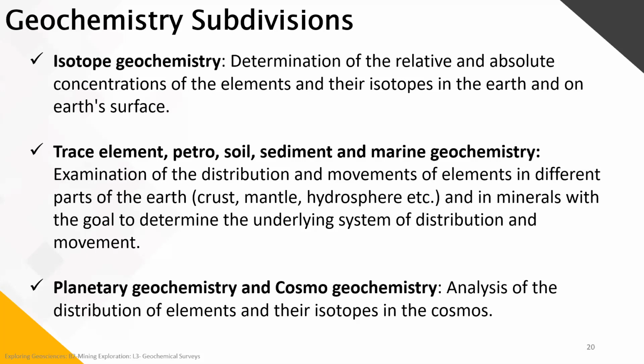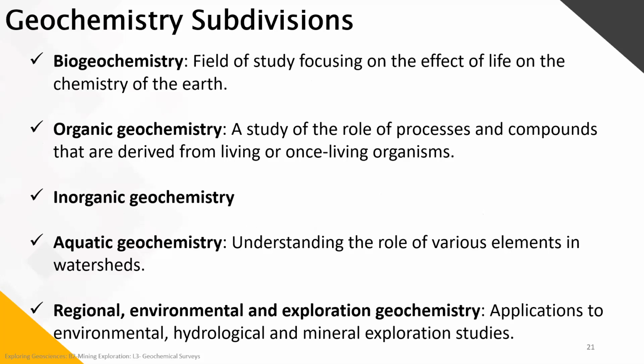We also have what we call planetary or cosmo geochemistry, which is the analysis of the distribution of elements and their isotopes in the cosmos. We move on to biogeochemistry, which is the field of study focusing on the effect of life on the chemistry of the earth. We then have organic geochemistry, which is the study of the role of processes and compounds that are derived from living or once living organisms. And inversely, we have inorganic geochemistry, which is the study of non-living organisms.